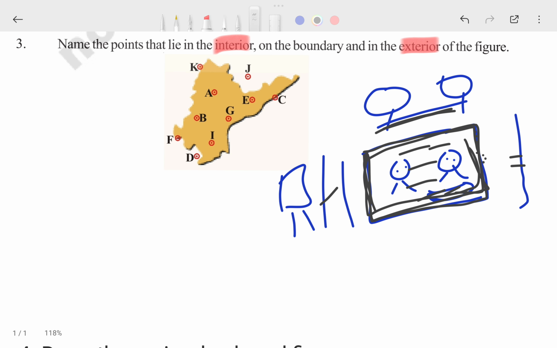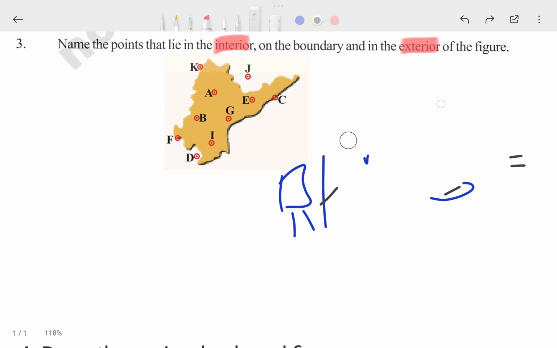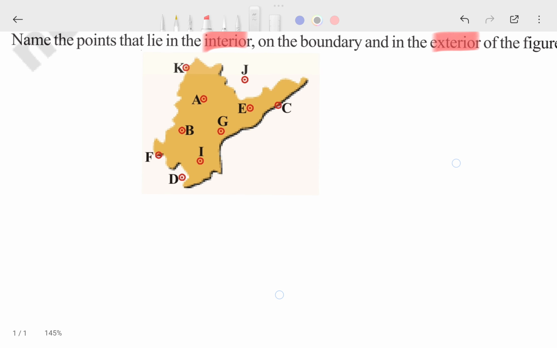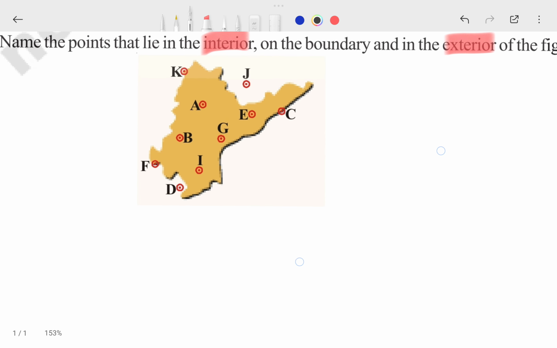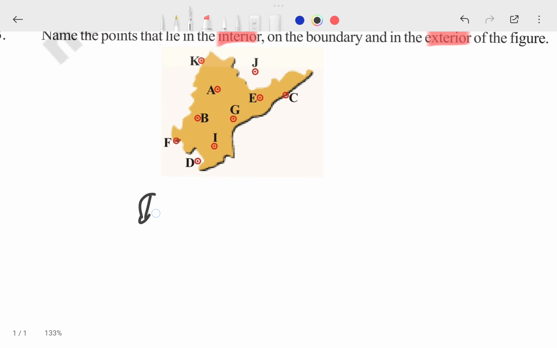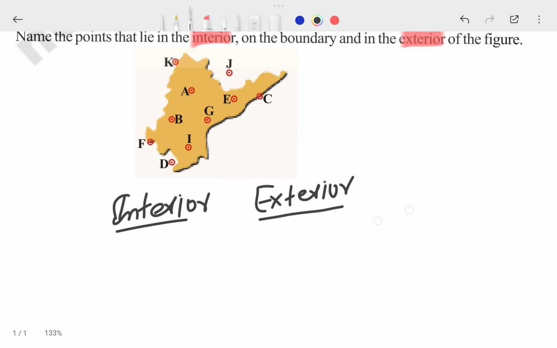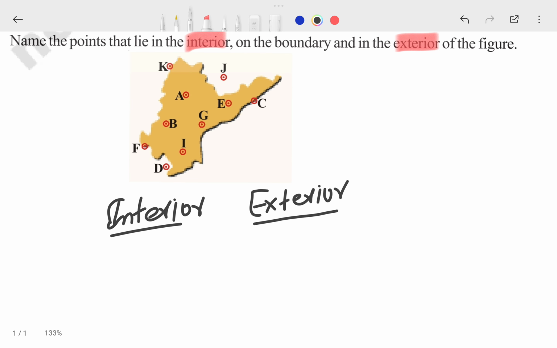So let's talk about what is interior and exterior in this map. I will write it here. First of all, interior. What is in the interior? What is in the exterior? And what is in the boundary? Boundary also. Let's see.